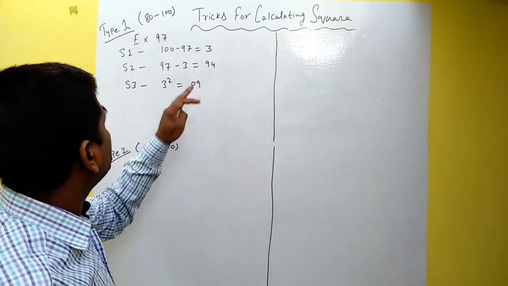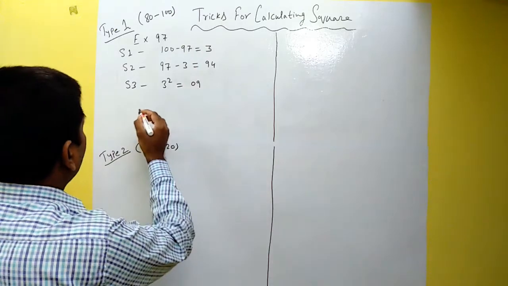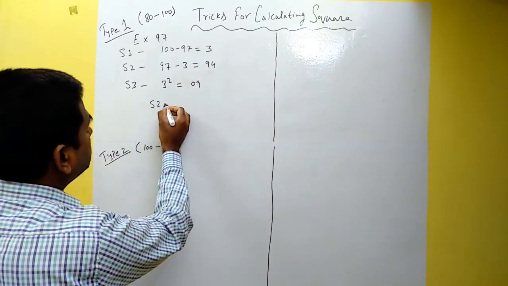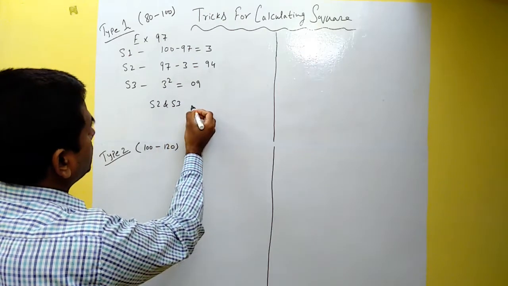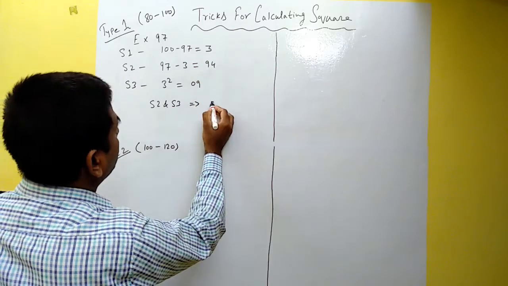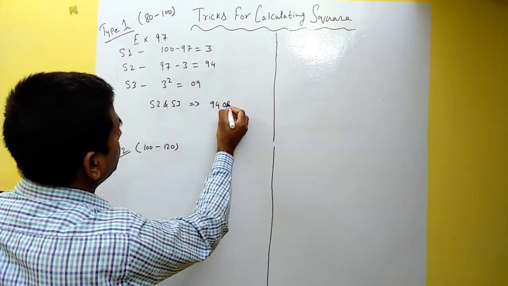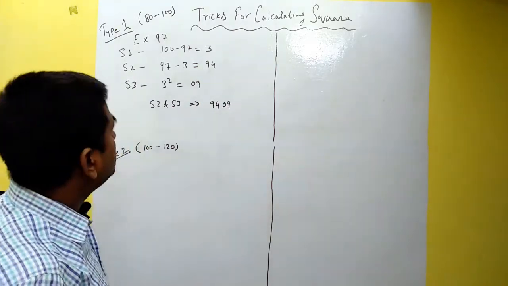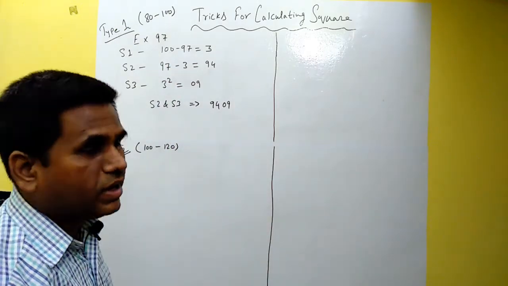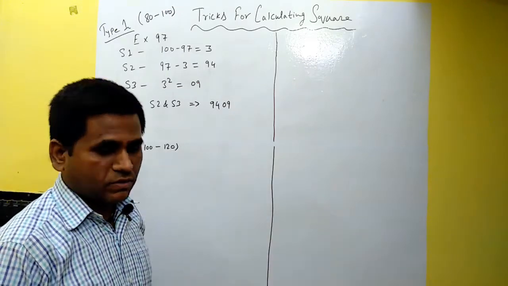Now we have got the square. How? You write the step 2 result and the step 3 result, which is 9409. So this is the square of 97. Okay, now let us solve another example, friends.